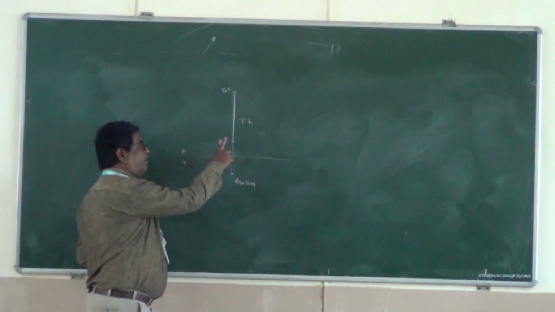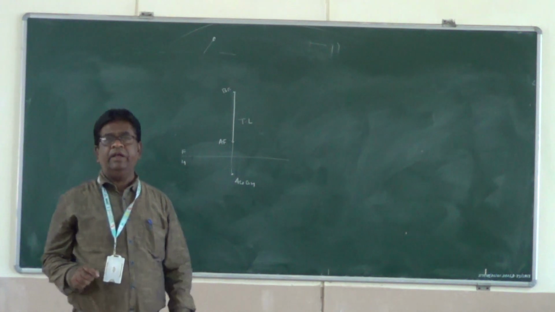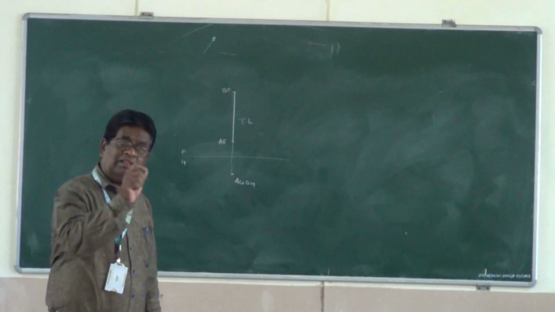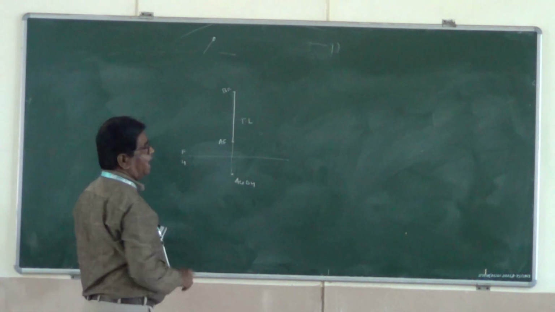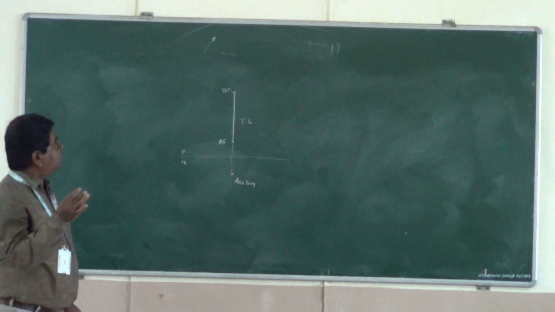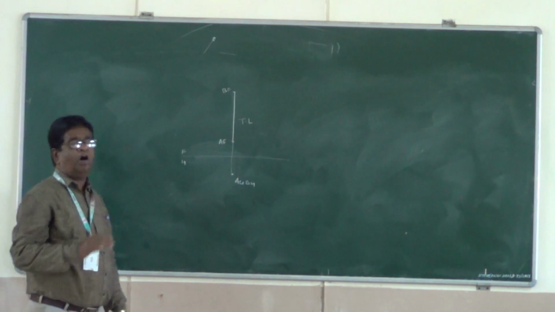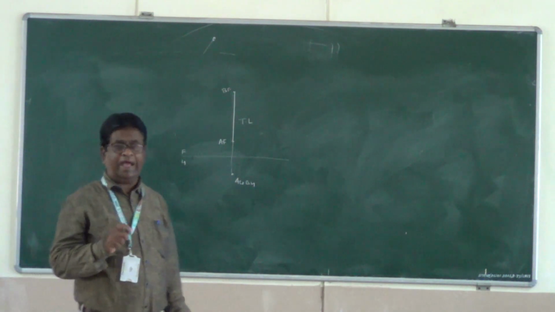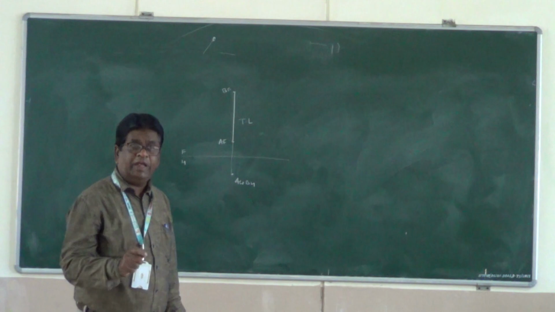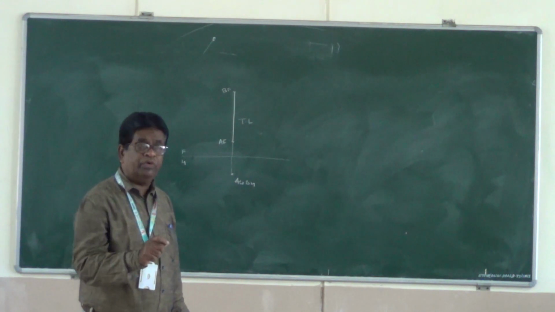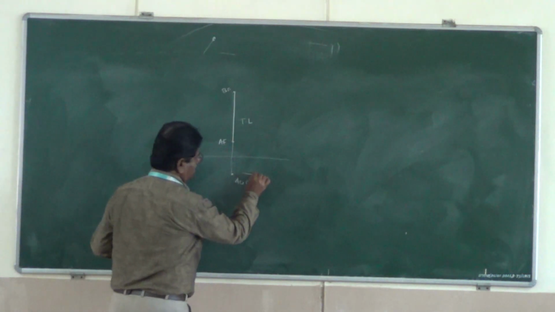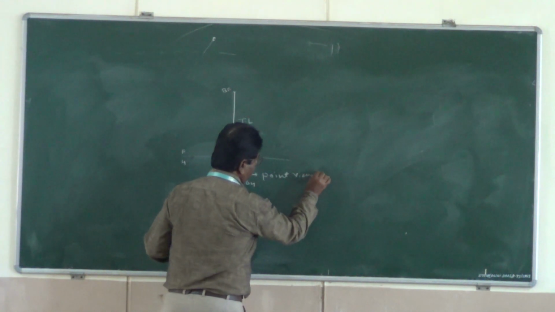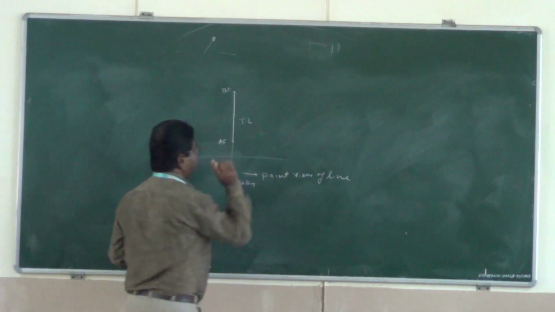And you see why it is true length. Already I have told you that if a line is parallel to any plane, then that line will show its true length on that plane. So here we have taken the line parallel to the vertical plane. That's why it will show its true length on the vertical plane. This line is perpendicular to the horizontal plane. So if a line is perpendicular to any plane, that line will show its point view on that plane. It is called the point view of the line, and this is the true length.